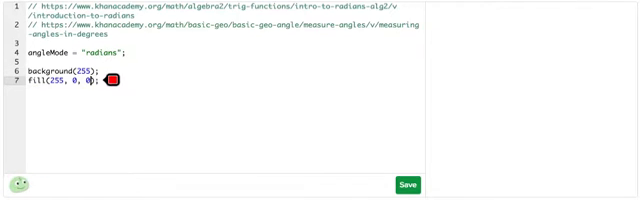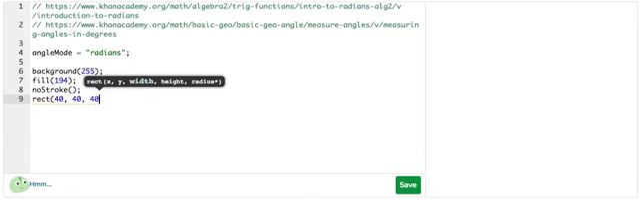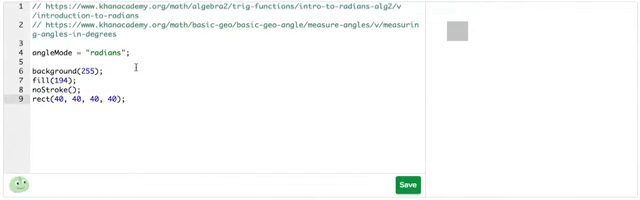So when I use fill 194, this is more of a gray color that's sort of in between. It's not quite white and it's not quite black. It's gray, it's in between. So no stroke, and then we'll set the rectangle position to 40, 40, and there we go.